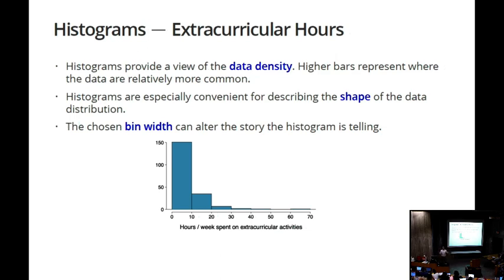So a histogram provides a view of the density like the stacked dot plot does, but it does it by saying, okay, all of the things between this point and this point, I'm going to call that category A. And then the next set is category B, and so on. So it discretizes the data. It turns it into chunks. And then it goes, how many were in that chunk? How many were in the next chunk? How many were in the chunk after? So this is just some data on how much time people spend doing extracurriculars.